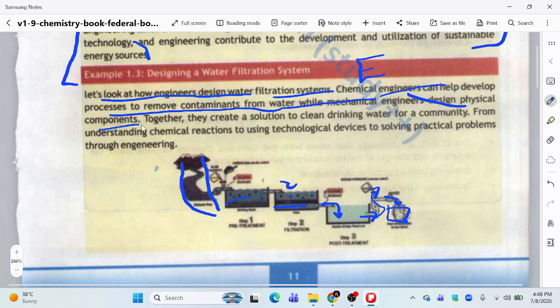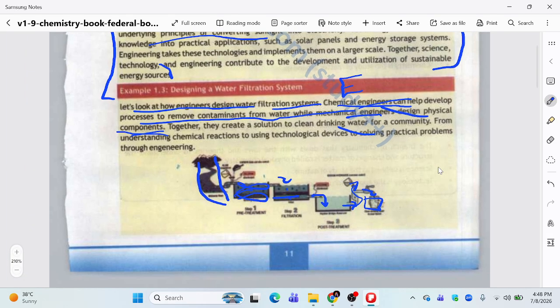Engineers design physical components. Now what does chemical engineering do? They remove contaminants from the water. See, chemical engineering is easy. Chemical means chemical substances, so we have to remove those contaminants. We study it as chemical engineering. A mechanical engineer designs the physical components. Together they create a solution for water.